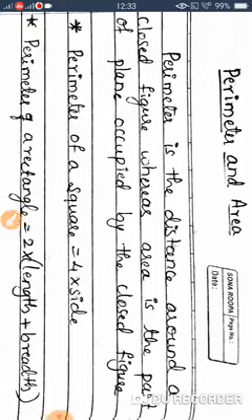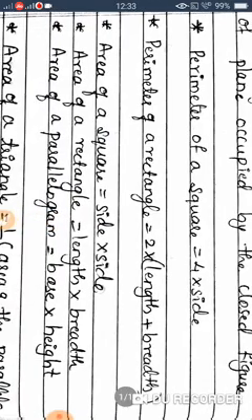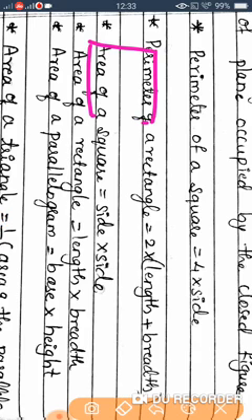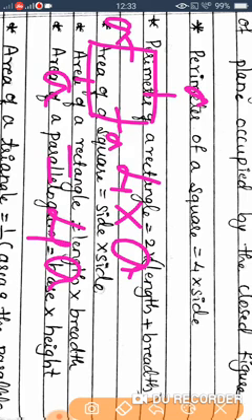Then how can we find the perimeter and area with the standard notations? Perimeter of a square: I am roughly drawing a square. Perimeter means the sum of all the sides. How many sides are there? 4, and all sides are equal. Say the side is A. So the perimeter is 4A, or 4 into a side, because 4 times a side is the perimeter.